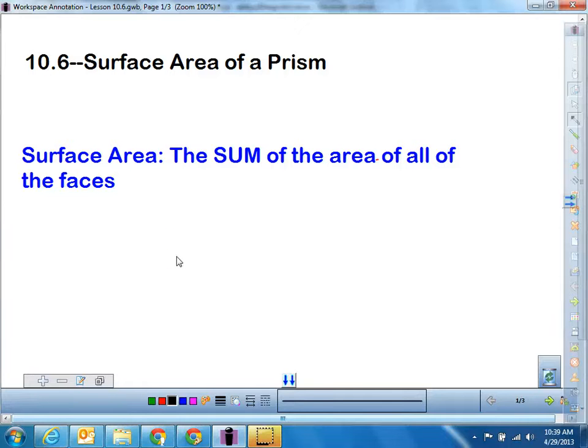Hey there, this is just going to be a quick little video on surface area of a prism. We've been doing this the past week as it is. The surface area is simply the outside, the net. When you find the area of the net, remember that creates the different faces. So we find the surface area by adding up the area of each of the faces of our prism.